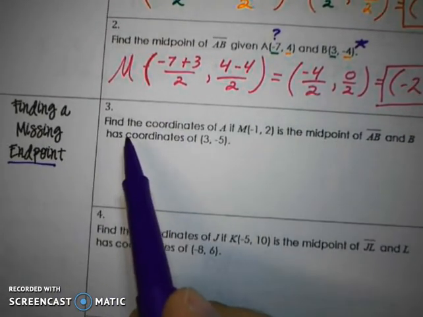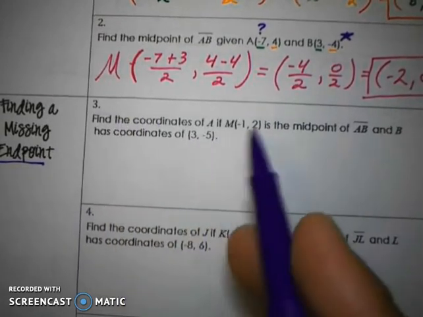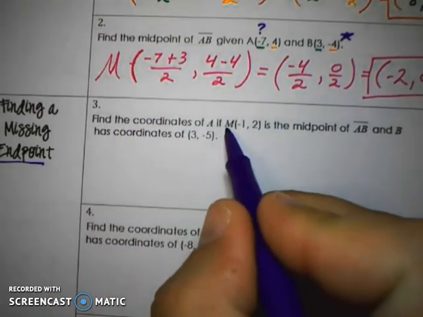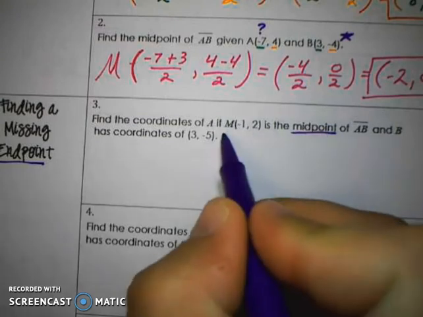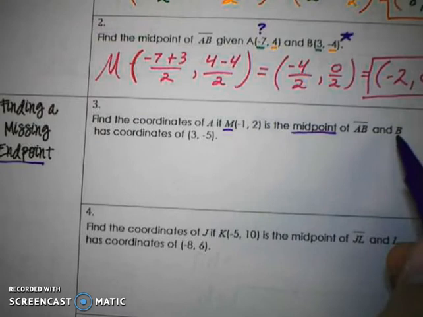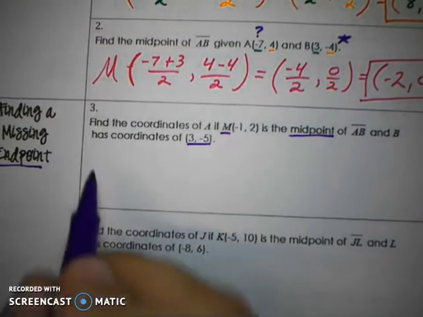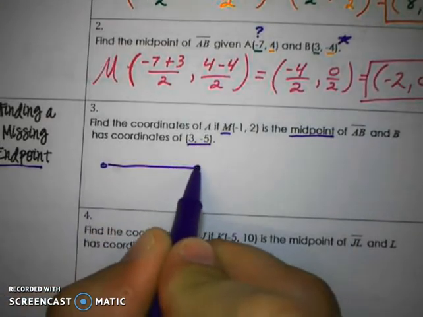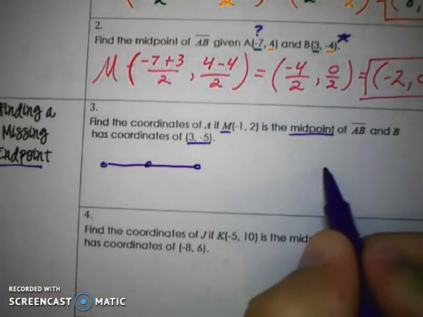So here's what we have to start with. We want to find the coordinates of A if M, which is our midpoint, usually we will identify M as the midpoint, is -1, 2, and B has the coordinates of 3, -5. And so what we're going to do is we're going to draw two segments.